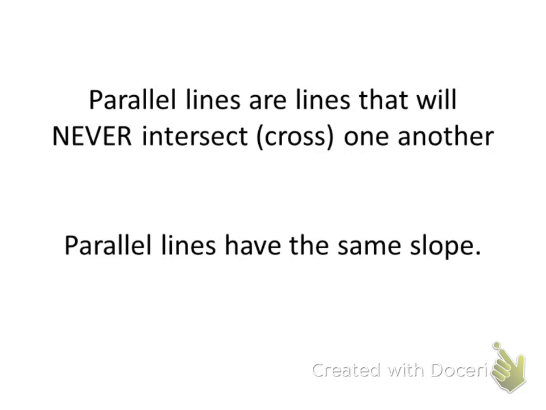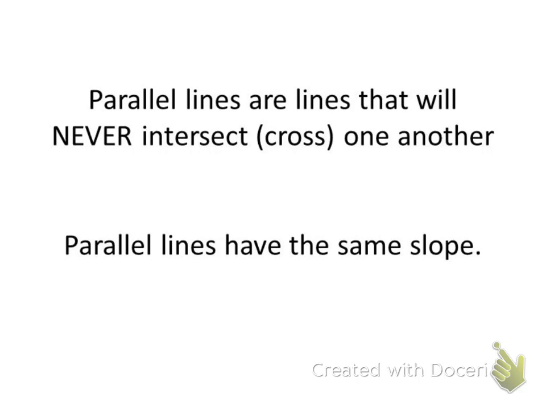You need to write all of this down. This says the parallel lines are lines that will never intersect. Intersect means to cross. So these are two lines that will never cross one another. The way that you ensure that happens is to have parallel lines that have the same slope. Remember, slope is the change. So when you have parallel lines, they're changing at the same rate.